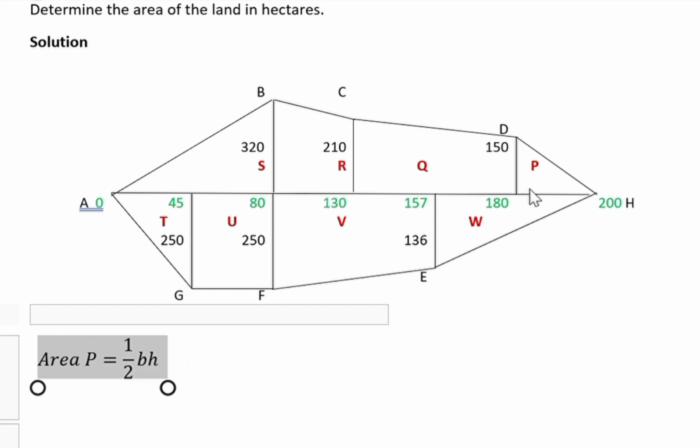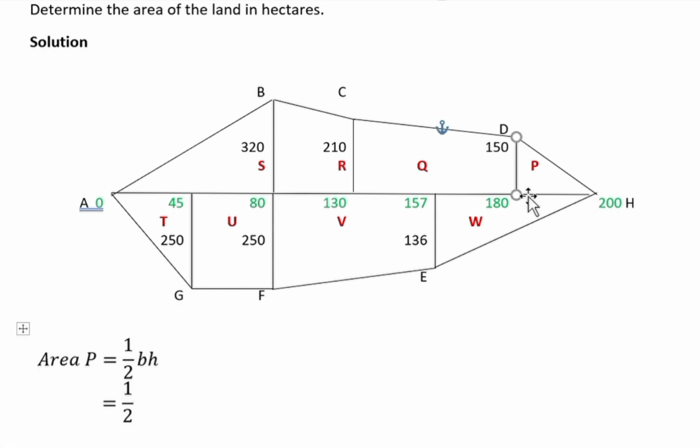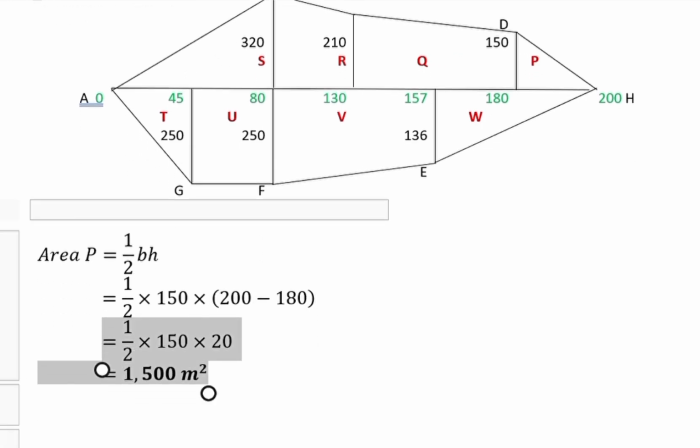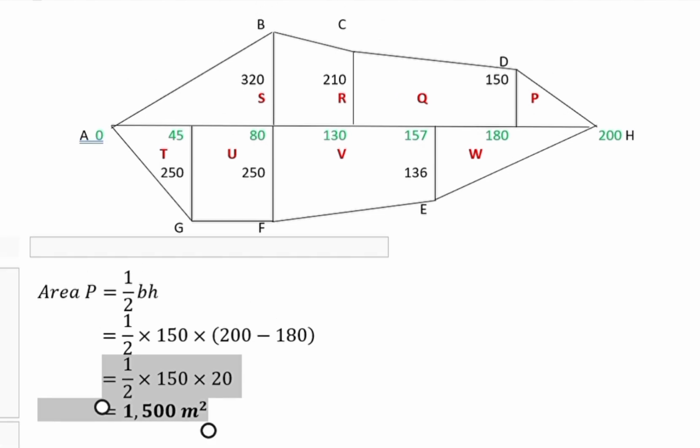So the base will be the distance from here to here, and the height will be 150. So that's equal to half times the base, which is 200 minus 180. When you subtract these two, you will get the distance from here to here, and then times the height, which is 150. So this is the base, and this is the height. The height is the distance from here to here. When you do that, you'll get 1500 square meters.